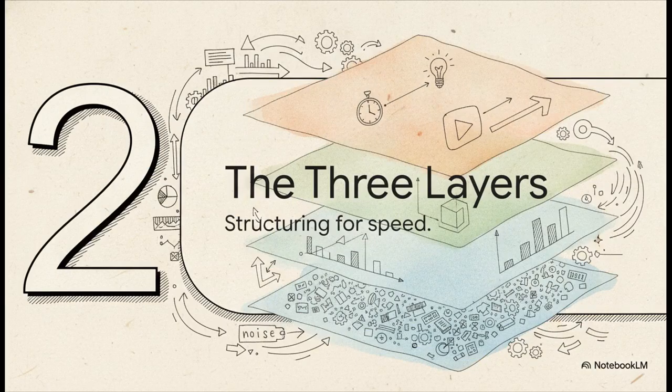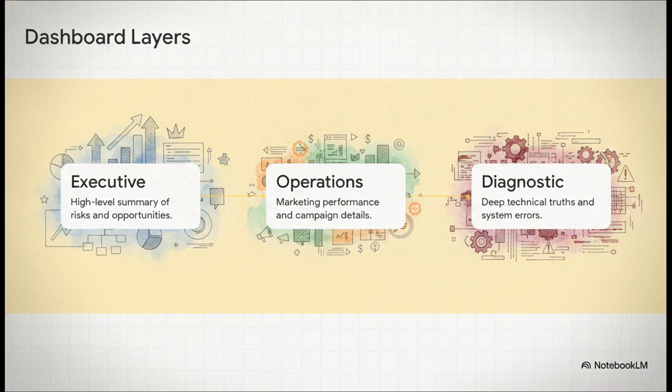Moving on to Section 2, the 3 layers, structuring information for decision speed. Okay, so this is the core framework that filters out all that noise and prevents information overload for your executives. Think about dashboard granularity in these 3 distinct layers. First, the executive layer. Second, the marketing operations layer. And third, the diagnostic layer. Granularity absolutely must follow the audience's needs. You literally cannot mix these up, or you're going to end up right back at that messy view we talked about earlier. Let's break each of these down.